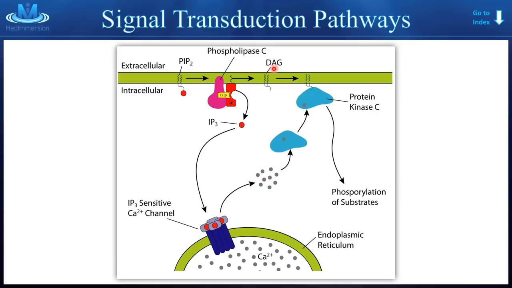DAG, on the other hand, stays in the membrane because it still has those hydrophobic chains or tails, which keep it anchored to the membrane. DAG helps to activate protein kinase C, and protein kinase C can phosphorylate other proteins or substrates, and the signal process is perpetuated. Okay, cool.